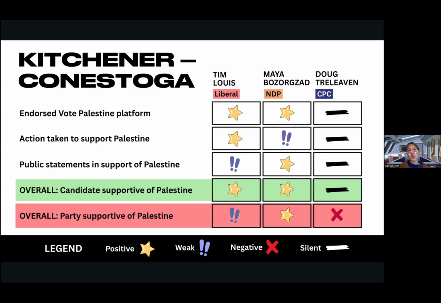Okay, Kitchener-Conestoga. Again, Jessica, you already mentioned that this was a place where Neighbors for Palestine had a success in advocating to Tim Lewis to keep Palestine on the front of the political agenda and to end the arms embargo and work towards ending the genocide. And so he has a much more positive rating than his party in this respect.